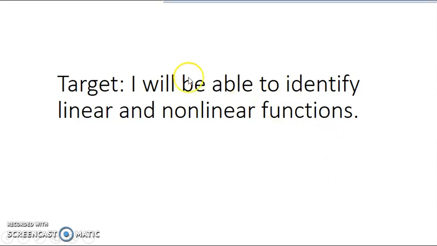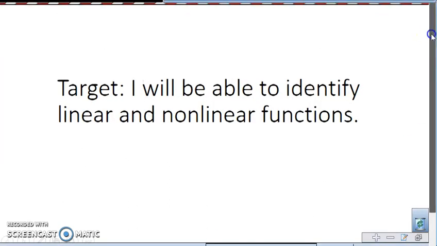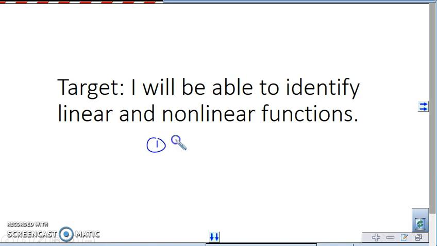Hey guys, today we're going to be looking at identifying linear and nonlinear functions. There's three ways that we identify linear and nonlinear functions. The first one is a table, the second one is a graph, and the third one is an equation.